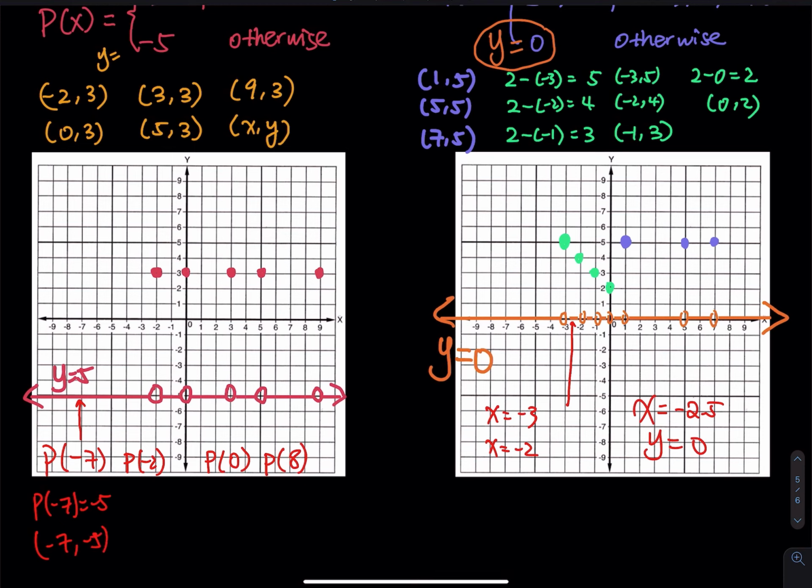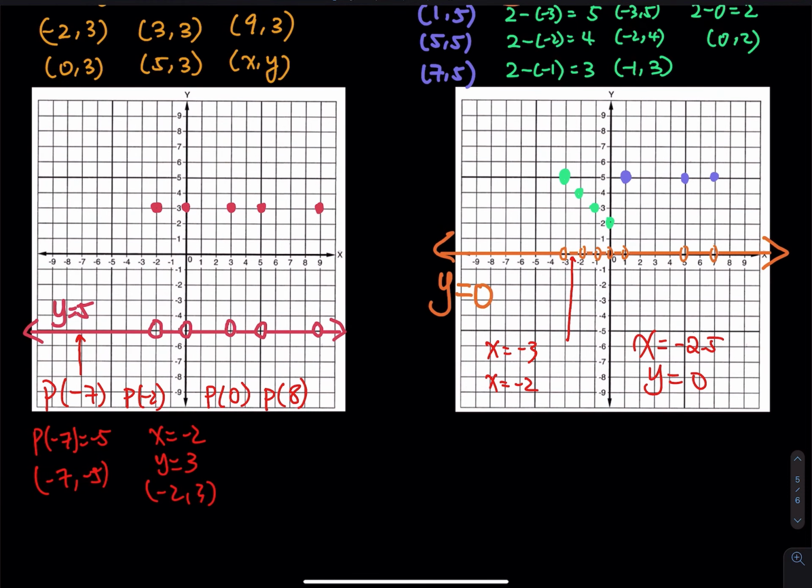What about when x equals negative 2? When x equals negative 2, which point do I pick? The open circle or the solid circle? The answer is we pick the solid circle. When x equals negative 2, y equals 3. So we have negative 2 comma 3.